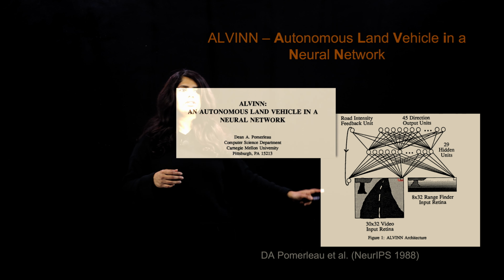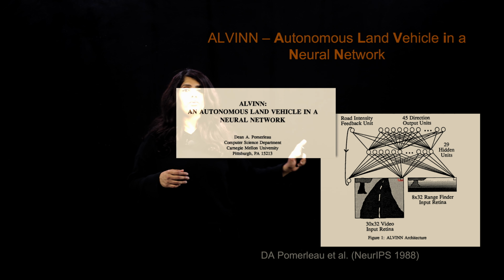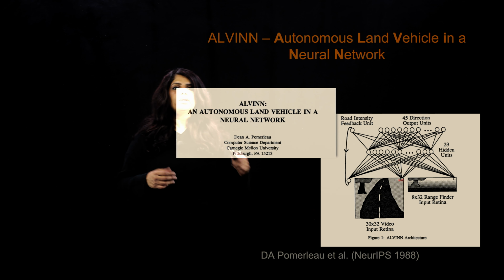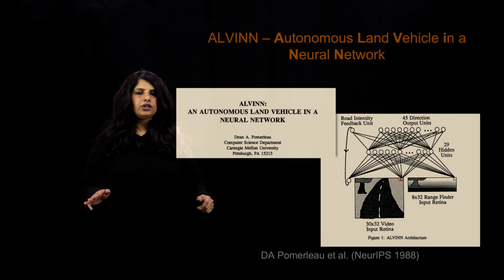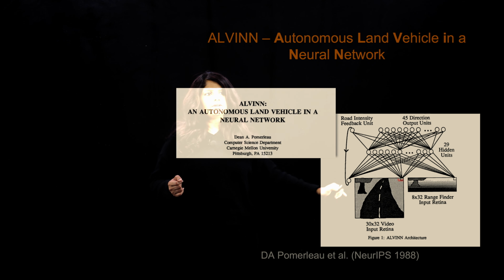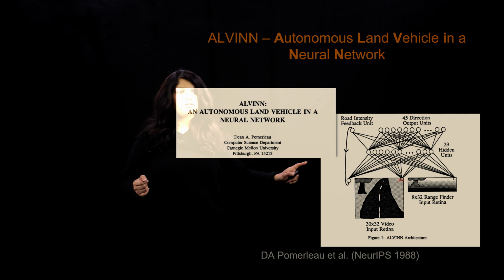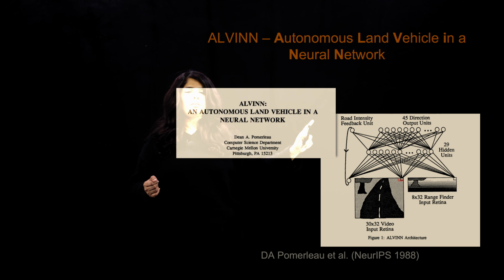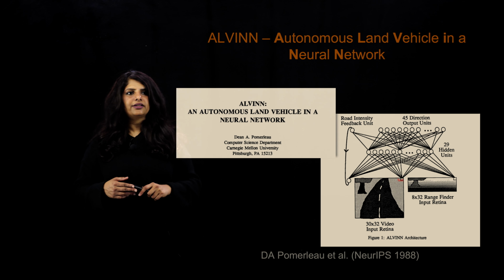Because these images or the cameras were giving images with such low resolution, it was also possible to purely only train on simulation data and then deploy the trained model on the NavLab vehicle. In addition to the video data, they also made use of a rangefinder, and the trained policy would output different steering directions for the vehicle.